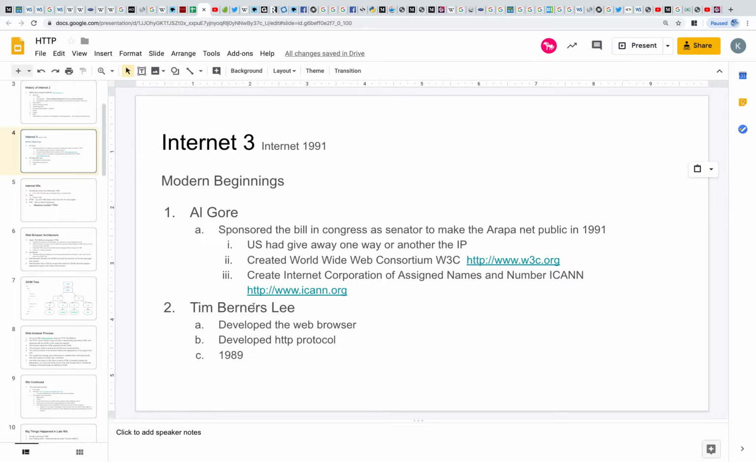So jumping down here, Tim Berners-Lee, some of you might have heard of him. Tim Berners-Lee is the person who developed the web browser, and along with that, he developed the HTTP protocol and published it in 1989. So 89 was basically when they started the bill to publicly release the internet as well. And it took 2 years to go from 89 to 91. Was that Mozilla, the first browser? I forget what it's called. It might be. The old Netscape, if you remember.